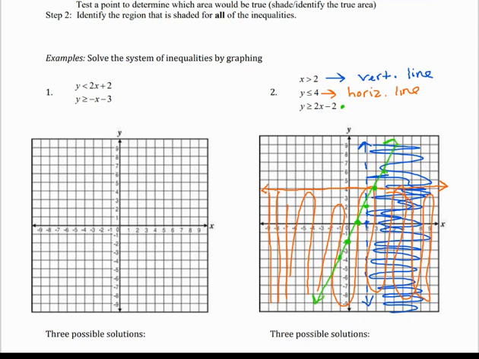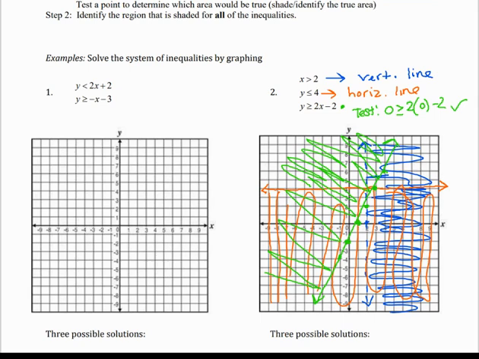And now we do a test point for shading. So the ordered pair 0, 0 is not on that line, so I can plug in 0, 0. If I do that, we have 0 is greater than 2 times 0 minus 2. So is 0 greater than -2? Yes, it is. So that means I shade everything above.